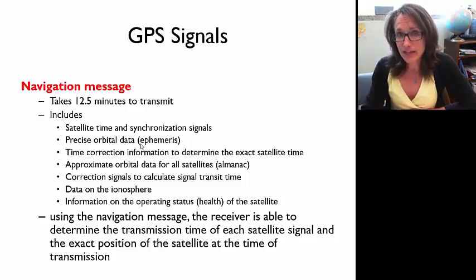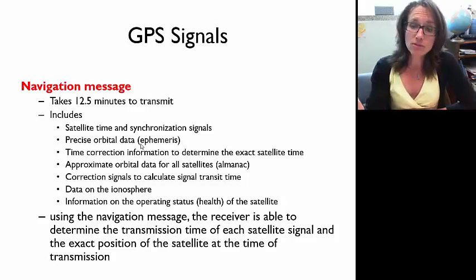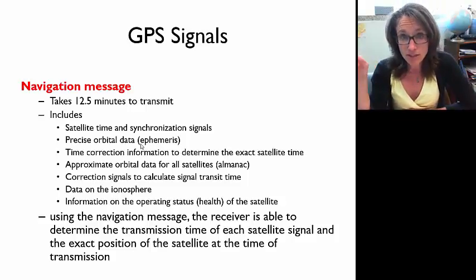It includes any kind of time correction information to determine the exact satellite time. And it includes orbital data for all of the satellites. It includes any correctional signals that it knows on data of the ionosphere. Not all GPS receivers can take advantage of ionospheric data, but some can. And information about the operating status, the health of the satellites. And so your receiver then is going to use this navigation message and determine the transmission time of each satellite signal. And knowing the exact position of the satellite and the time delay, then it can calculate the distance of the satellite, and then using the location of the satellite, figure out where the GPS receiver is.